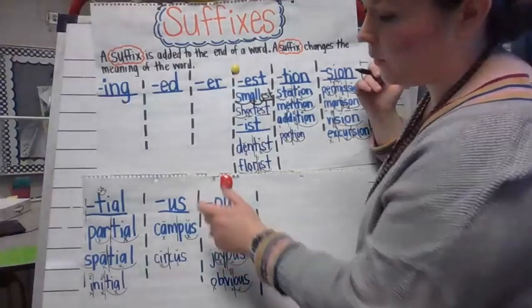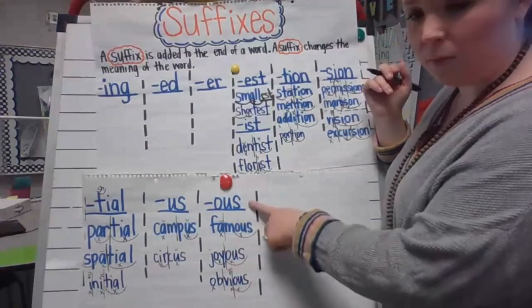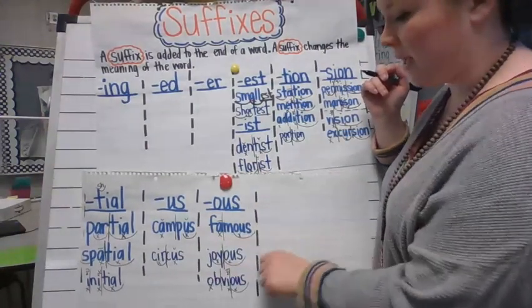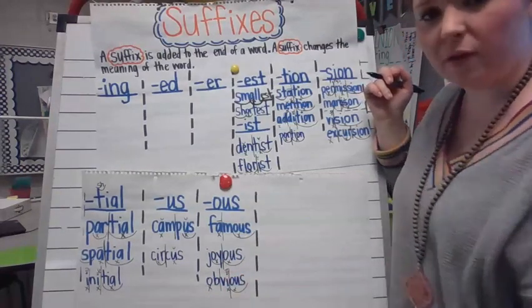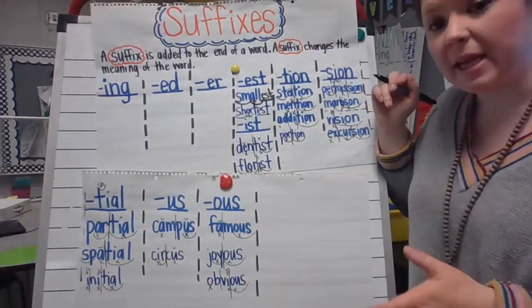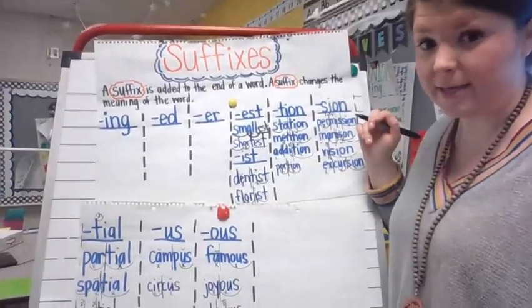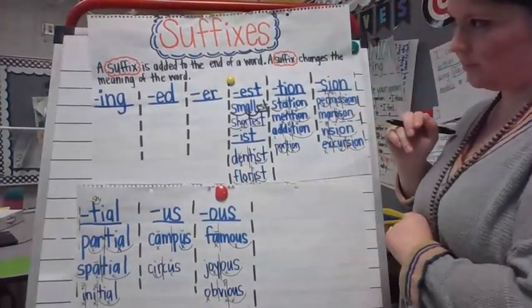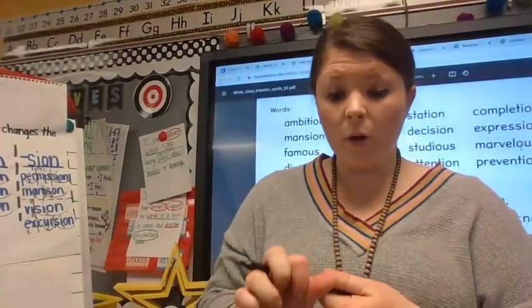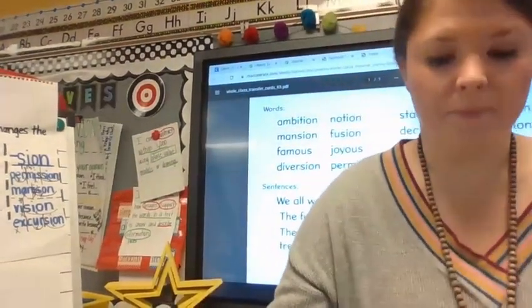All right, let's read a word with the suffix US. Campus, circus. Let's read some words with OUS. Famous, joyous, obvious. Now here, this I before that suffix didn't make a short sound. It changed the sound completely to the long E sound there, okay? Obvious, obvious. So now we have some more suffixes that we've learned. We're going to go ahead and practice reading these words with these suffixes.